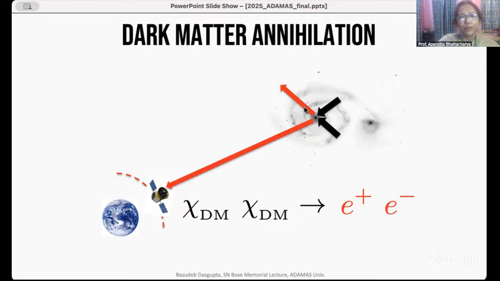There is lots of work going on on whether the neutrino and the sterile neutrino can be possible candidates for dark matter. So what is your comment on that? Is your question whether sterile neutrinos can be dark matter? Yeah.